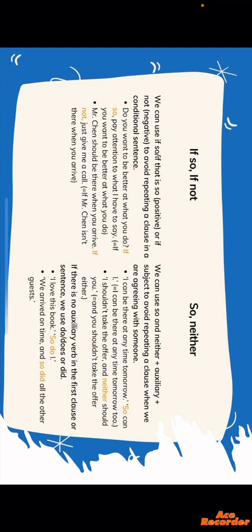If there is no auxiliary verb in the first clause or sentence, we use do, does, or did. I love this book, so do I. We arrived on time and so did all the other guests. Now, remember that substitution is when we replace a word with another word to avoid repetition in the sentence.